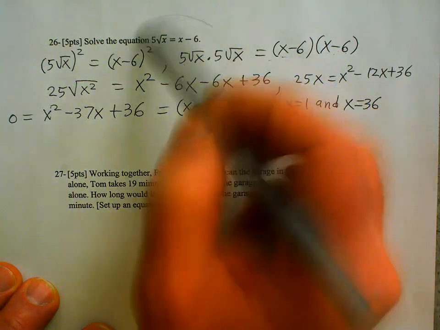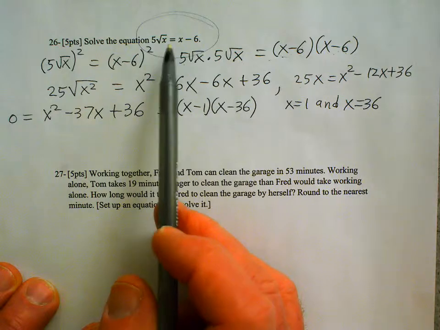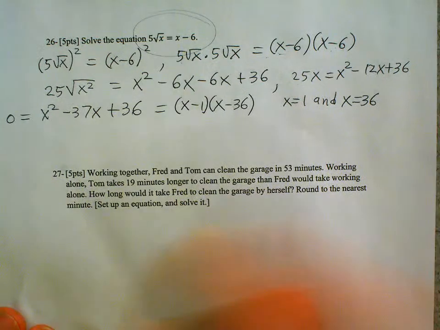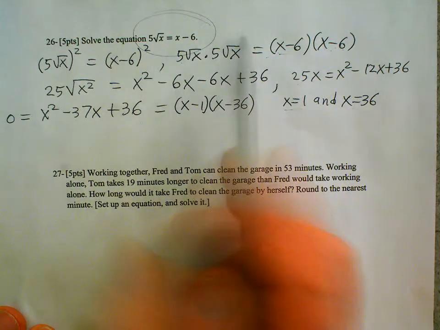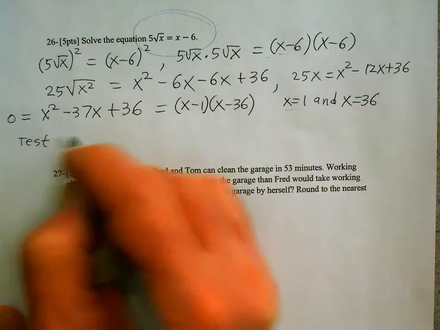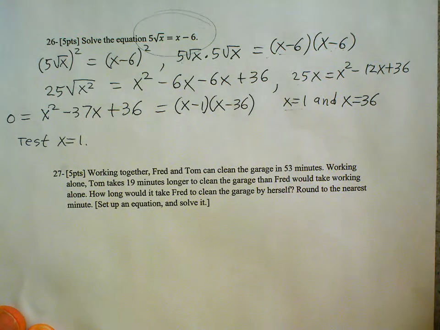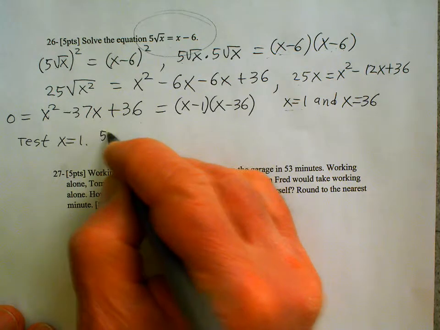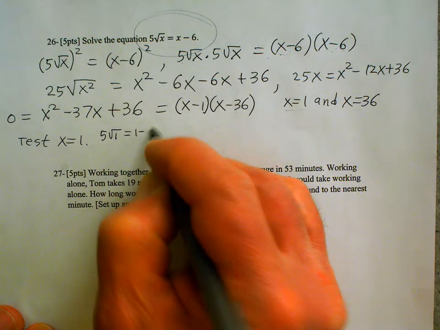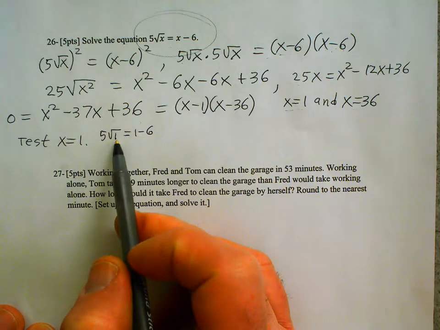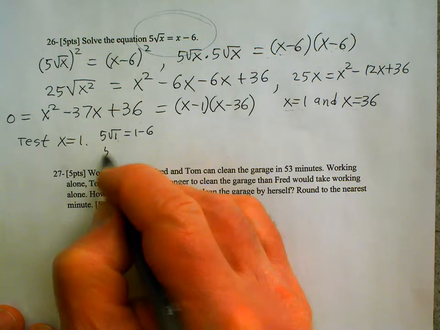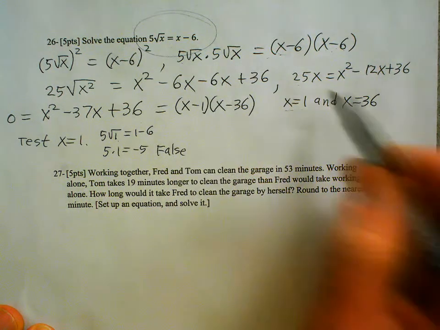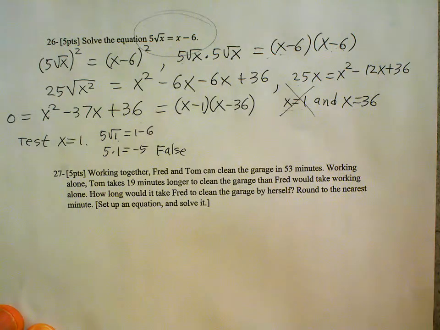But we have to remember that we're solving the equation with the square root. So we should check to see if those are solutions in the original equation. So we'll test x equals 1. In the original equation, replace every x with 1. So we get 5 times the square root of 1 equals 1 minus 6. The square root of 1 is 1, so 5 times 1 equals negative 5 is false. So positive x equals positive 1 is not a solution.